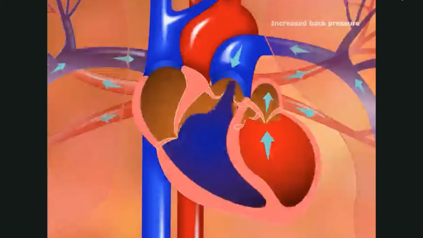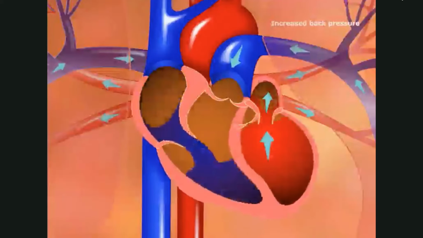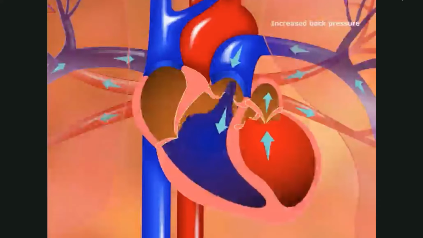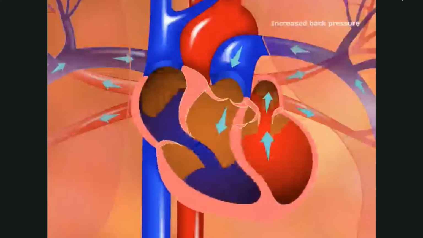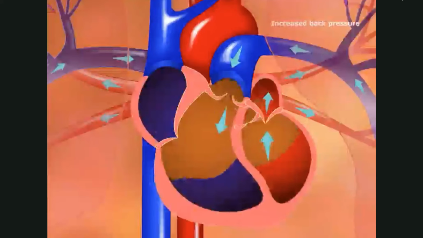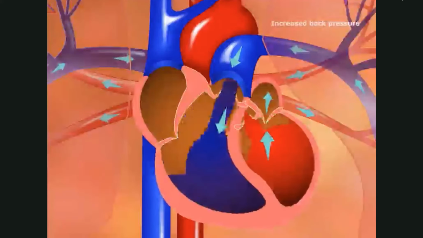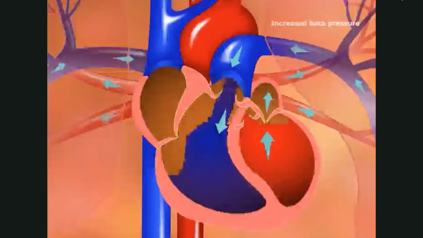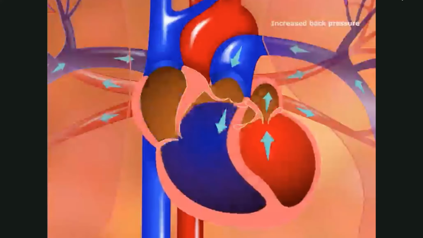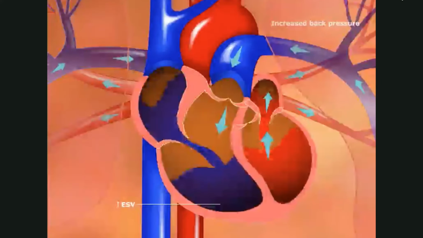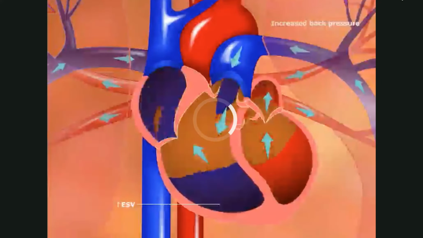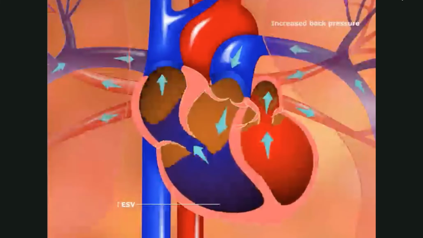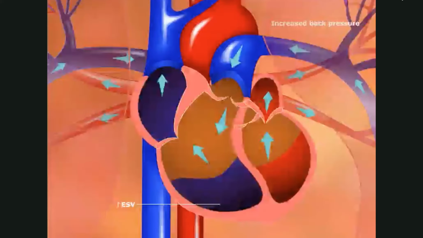The increased back pressure in the lungs progresses to the pulmonary artery and then to the right ventricle. The resulting increase in pulmonary vascular resistance eventually intensifies the amount of work the right ventricle must perform. This results in right ventricular failure. As the end systolic volume rises, the pressure within the right ventricle rises even further. This eventually leads to an increased pressure within the right atrium.